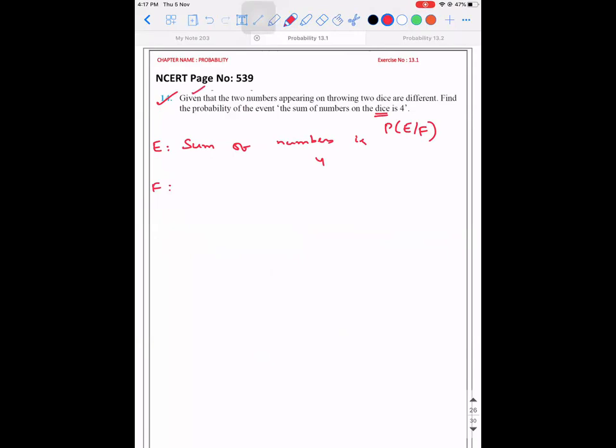Given that the two numbers appearing on throwing the two dice are different, the numbers on both dice should be different. So what is the set E, guys? How will I get the sum as 4? I will start with 1. 1 and 3, 3 and 1 is possible, and 2, 2.